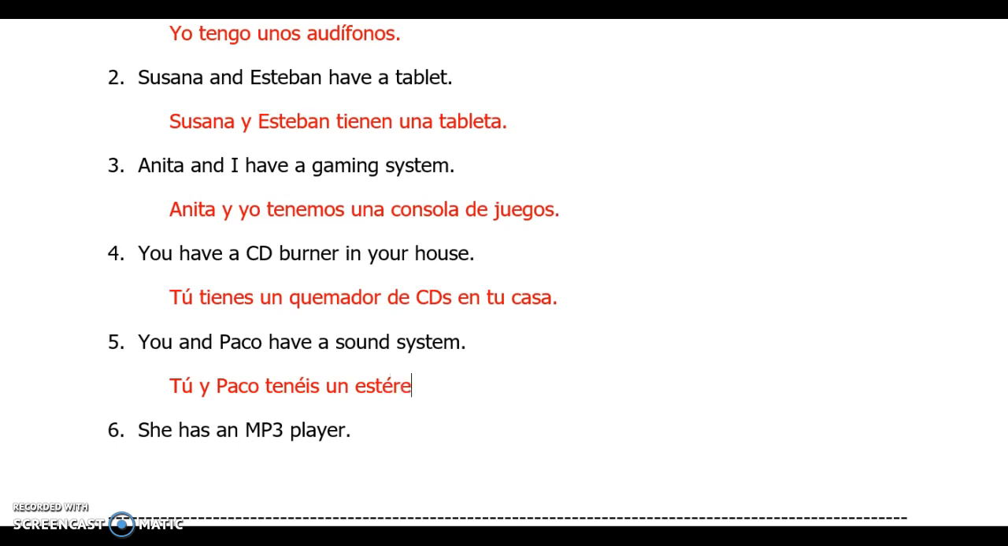Estéreo. Tú tenéis un estéreo. All right, and then last but not least, this one, we've got she has an MP3 player. Okay, ella. Stem change. Tiene. You add that extra I in there. Un reproductor de MP3. Bam. All right, so there's some examples of using have with some of our new vocabulary on electronic devices.